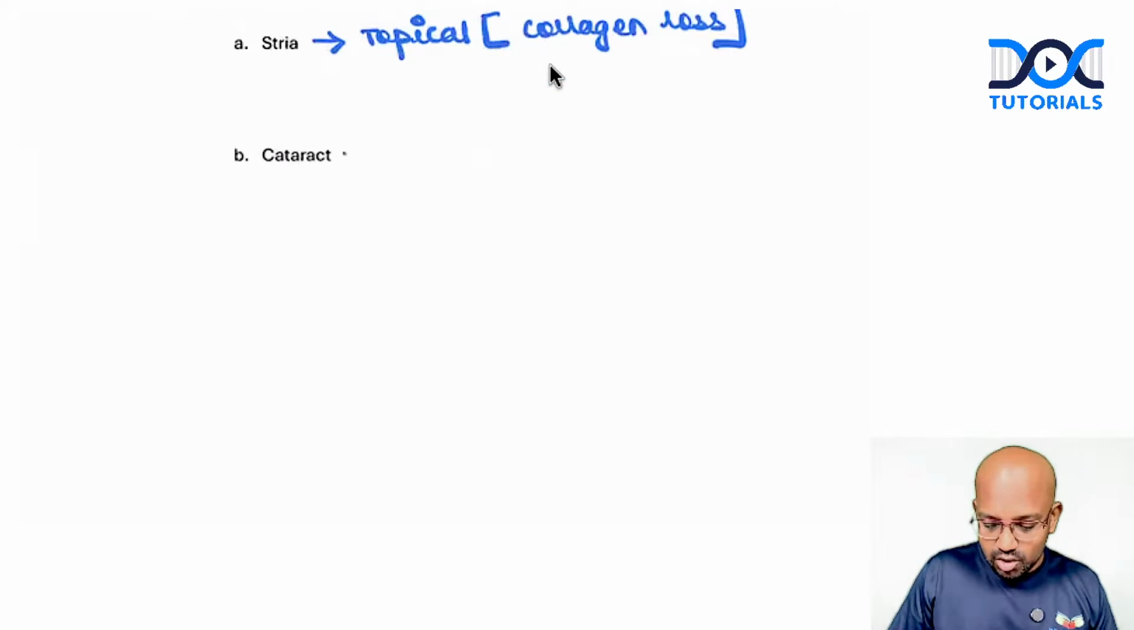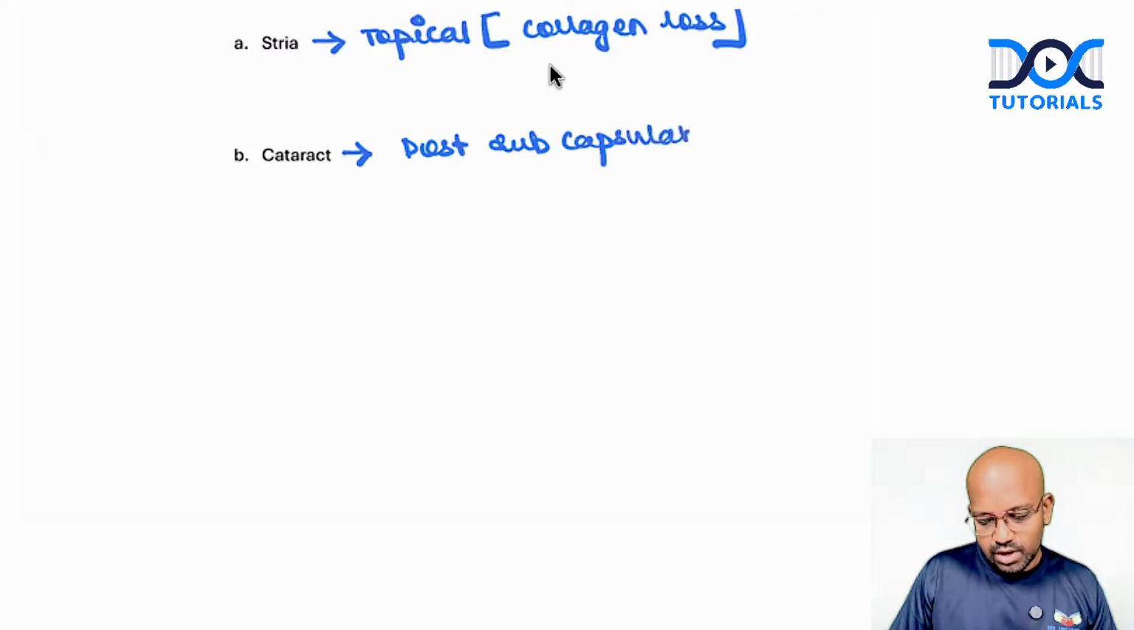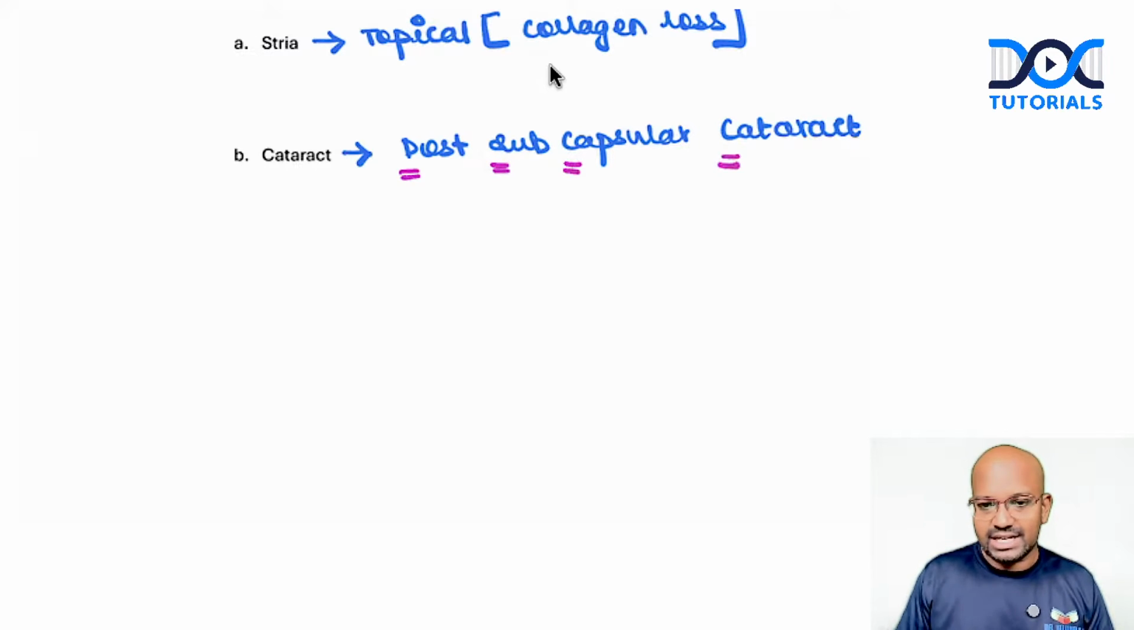Cataracts. On long-standing use of this drug, patients might develop posterior subcapsular cataract. A famous one, my dears. What type of cataract is associated with steroid use? PSCC. PSCC, we used to call it posterior subcapsular cataract. Remember this very important one liner. You might land up in an MCQ based on this particular point.